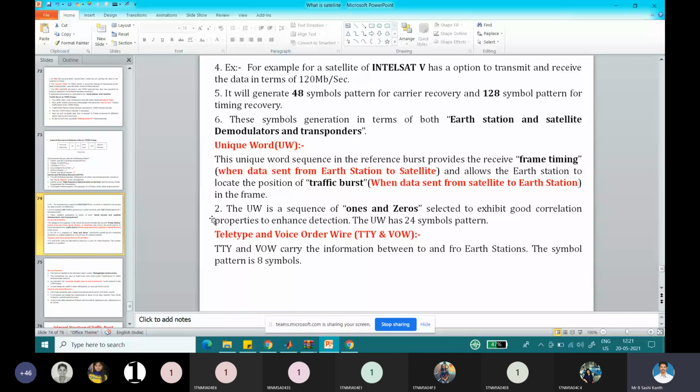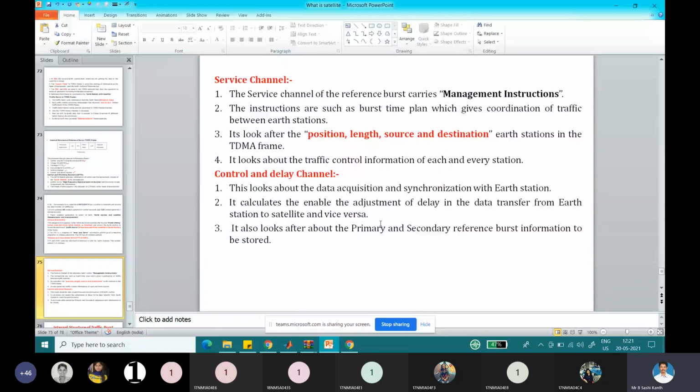Also the service channel gives management instructions to coordinate the multiple earth stations so that they synchronize and send the frames one after another, each in its given time slot, to the satellite. It also looks after the position, length, from which source earth station you are getting the data and to which destination earth station you want to send it. And the control and delay channel looks after data acquisition and synchronization, calculates the adjustment of delay in the data transfer and reduces it, and also looks after the primary and secondary references that you have.